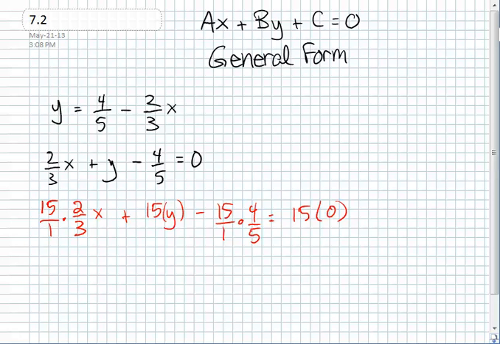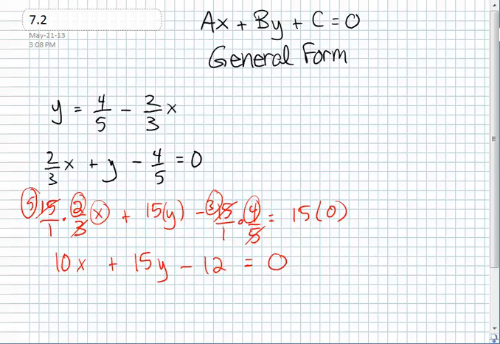So 15 divided by 3 is 5. You can do division first if you like. It makes it easier. And then over here, 15 divided by 5 is 3. So that gives me 5 times 2 is 10. 10 times x is 10x. 5 times 2 times x. Plus 15y, that's really easy, minus 3 times 4. So minus 12, okay, is equal to 15 times 0, which is just 0. All right? A little kooky, I know.